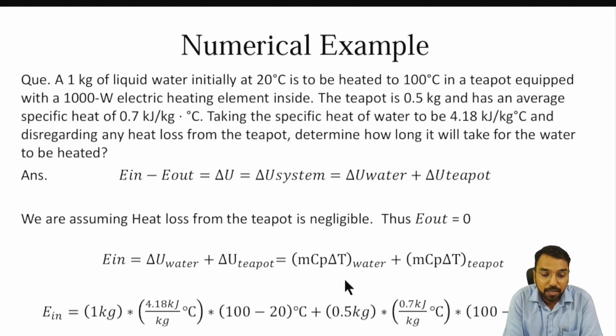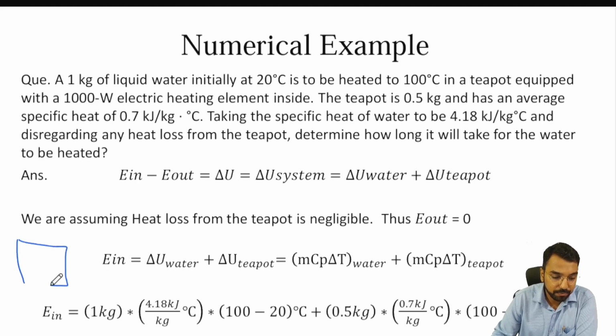Okay, so a teapot is 0.5 kg in mass and has an average specific heat of 0.7 kilojoule per kg degree Celsius. Taking the specific heat of water as 4.18 kilojoule per kg degree Celsius, and disregarding any heat loss from the teapot, determine how long it will take for the water to be heated. In this question, I will draw a teapot. Okay, let's consider this square as a teapot.